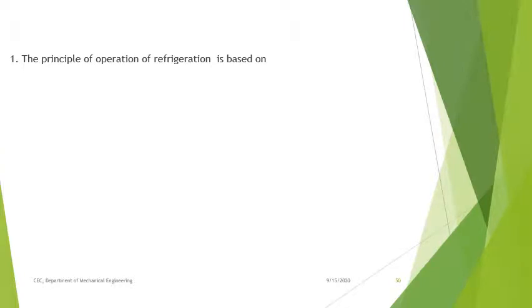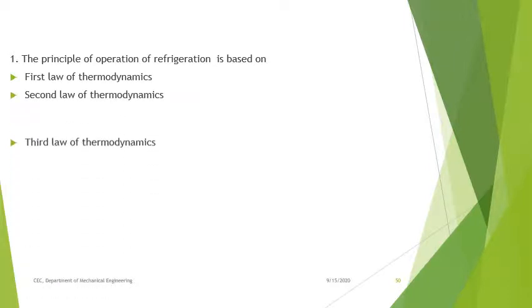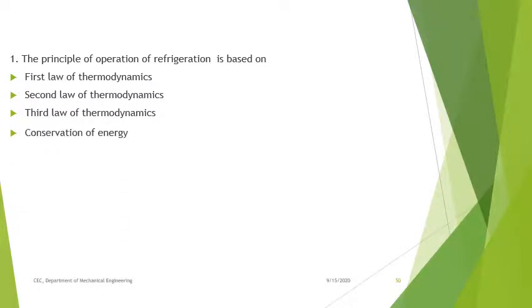So up to here, the questions are related to air compressors. Now I will explain the questions from the refrigeration topic. The principle of operation of refrigeration is based on the first law of thermodynamics, second law of thermodynamics, third law of thermodynamics, or fourth, conservation of energy. Answer is second law of thermodynamics.